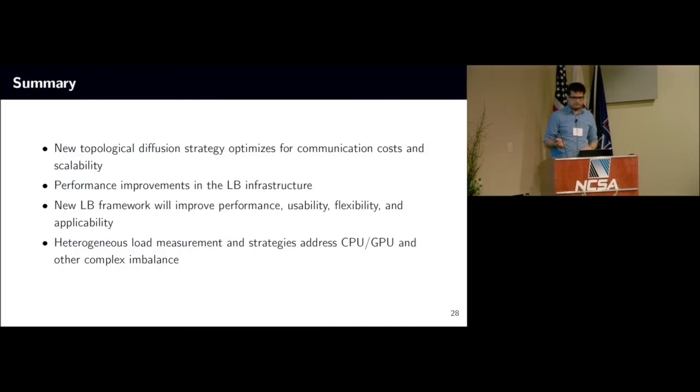So just in summary, we have new topological diffusion strategies. They're really optimized for communication costs and scalability, and we've shown that they work well in particularly minimizing communication. There have been a lot of performance improvements in the LB infrastructure. Unfortunately, a lot of those aren't shipping in the current version of Charm, but they will be included in the new load balancing framework, which will improve performance, hopefully usability, flexibility, applicability, and give us a good baseline for future load balancing research.